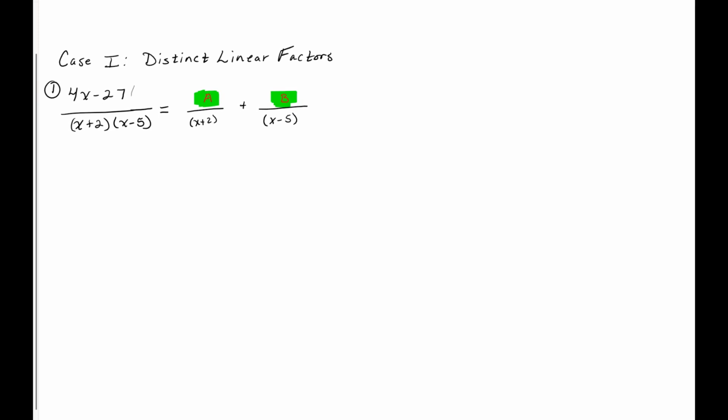So I'm going to multiply this by x plus 2 and x minus 5. But that means that all of this also has to get multiplied by x plus 2 and x minus 5, because what you do to one side, you have to do to the other. Now what happens here is that this ends up crossing out through division. Some people say cancel, crosses out, lines out. This leaves you with 4x minus 27.